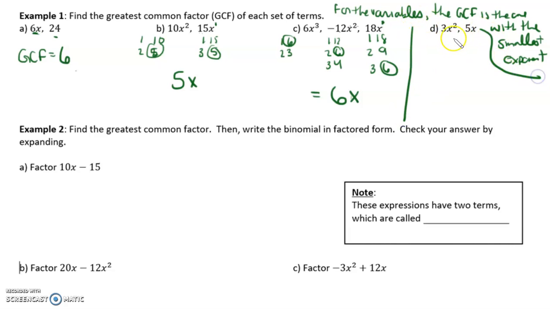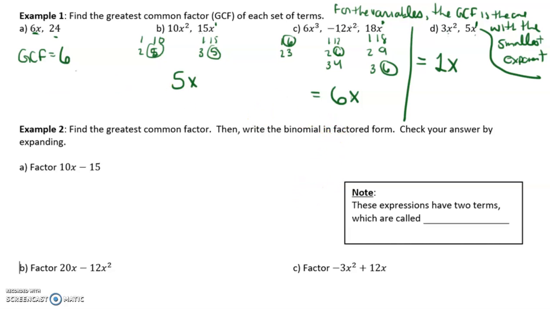And now the last one, 3 and 5. 3 and 5 are both prime numbers, so we can't divide anything other than 1. So 1, I guess you can put here. And then we have x squared and then x. Again, the rule: choose the x with the smaller exponent. So x to the 1 is the greatest common factor there.